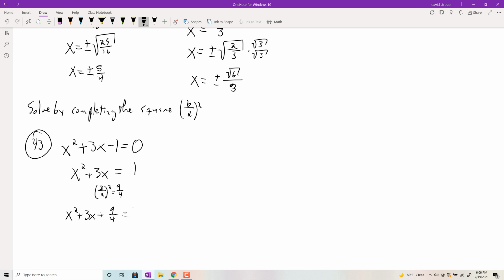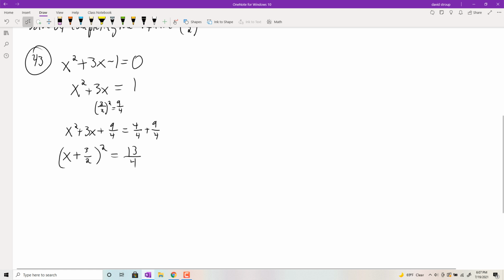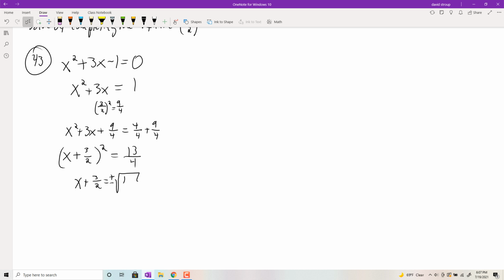On the other side, I have 1, so let's rewrite 1 as 4/4, so it already has a common denominator. Then we can factor this guy, so you get x plus 3 halves squared, so you basically just take the square root of 9/4, and on this side you'll have 13/4. And then you can use the square root property to solve. So you get x plus 3 halves equals plus or minus square root 13/4. I'm going to move the 3 halves over, so x is 3 halves plus or minus square root 13 over square root 4. Square root 4 is just 2, so we get that expression for our final answer. Oops, I lost a negative on the 3 halves.